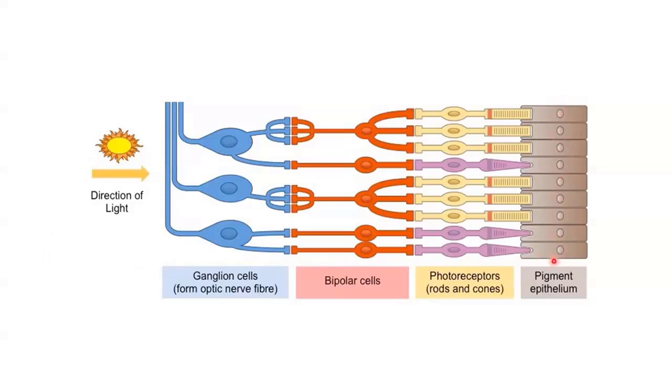So the light goes through our posterior cavity, past all of these cells to our retinal pigment epithelium. The light's absorbed by our photoreceptors and transmitted into a neural signal, which then moves along our bipolar cells, into our ganglion cells, and into our optic nerve.